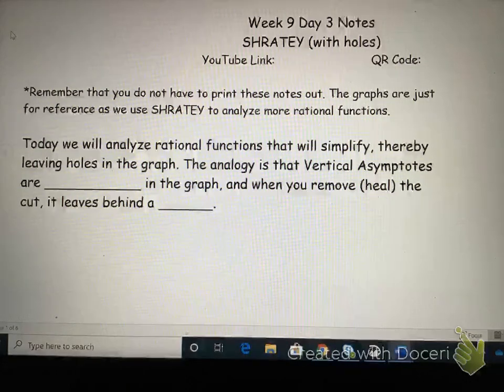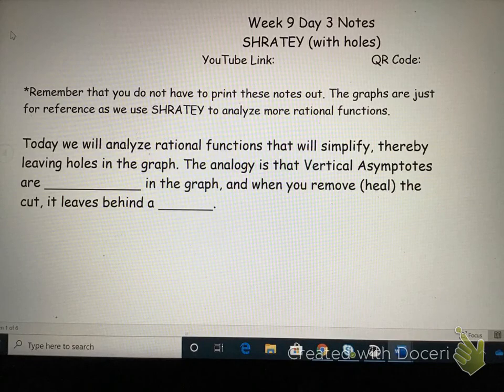And our last day is going to be continuing to practice using our acronym SHRATEY to analyze rational functions. But today the ones we are going to see will simplify, and so they will have holes.